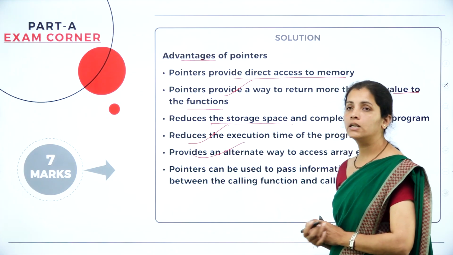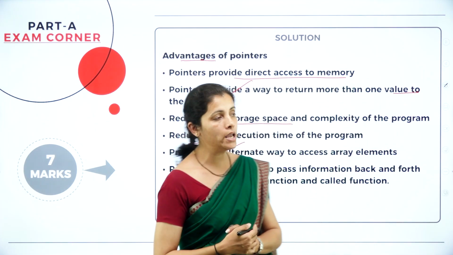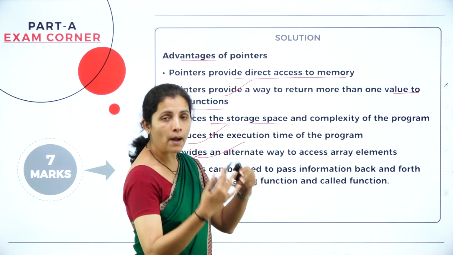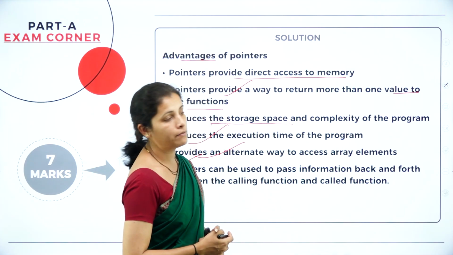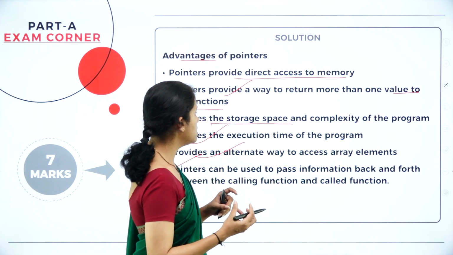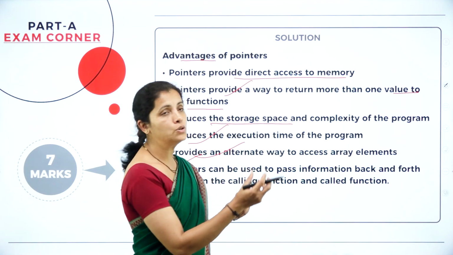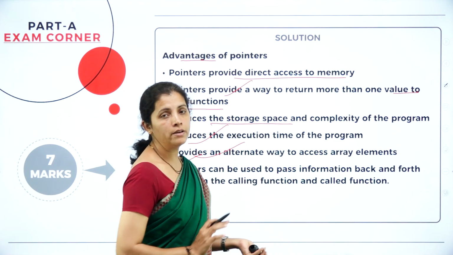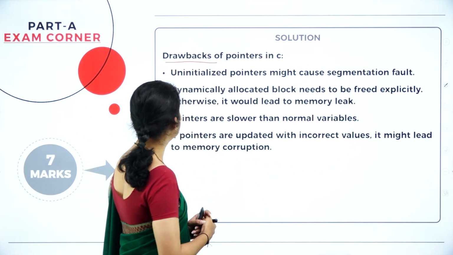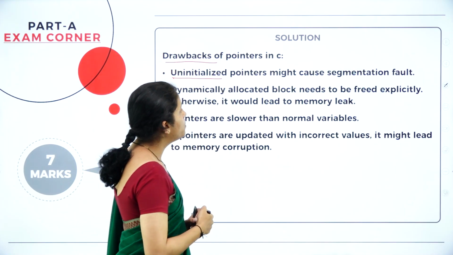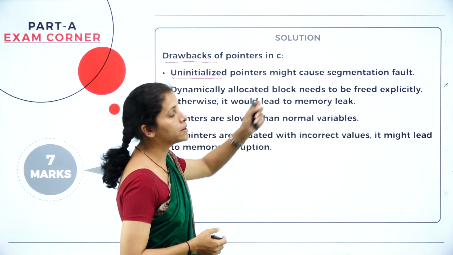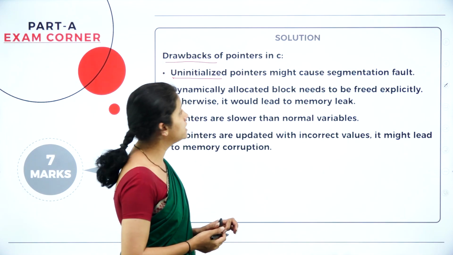It provides an alternative way to access the memory, and pointers can be used to pass information back and forth between the calling function and the called function. In the sense that pointers are used to pass information from the calling function to the called function or from the called function to the calling function. Okay, fine. Now, if I consider the disadvantages of pointers, unutilized pointers might cause segmentation fault. So what's the meaning here?